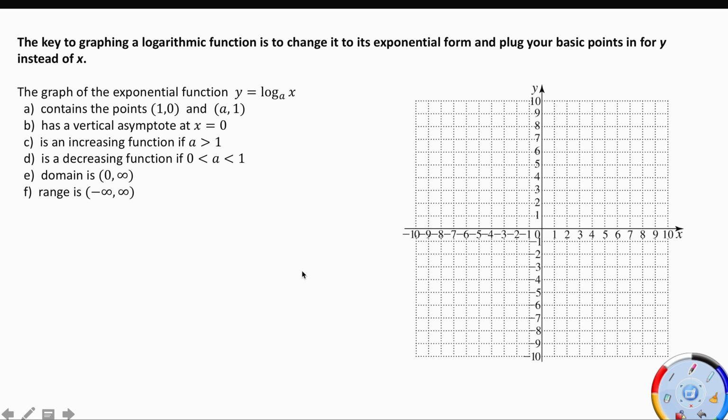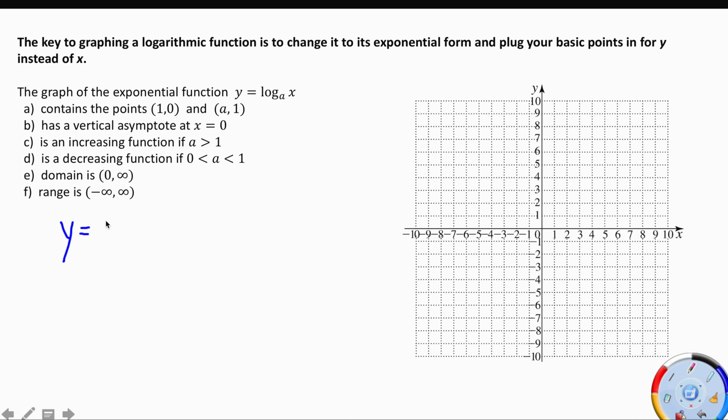If we want to investigate the graph of a logarithm, the key to graphing a logarithmic function is to change it to its exponential form, just like the key to solving a logarithmic equation. Second part of the key is you plug your basic points in for y. So here's the features of our graph. Let's graph one over here, and then we'll look at that.